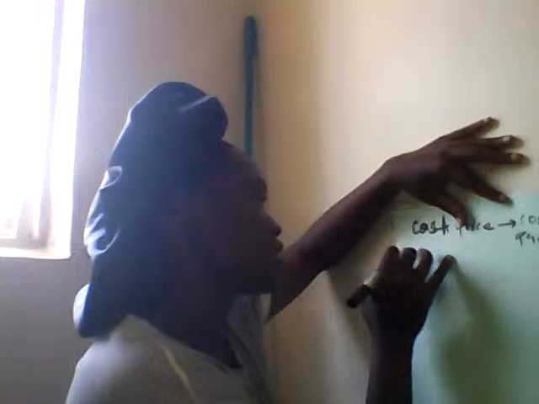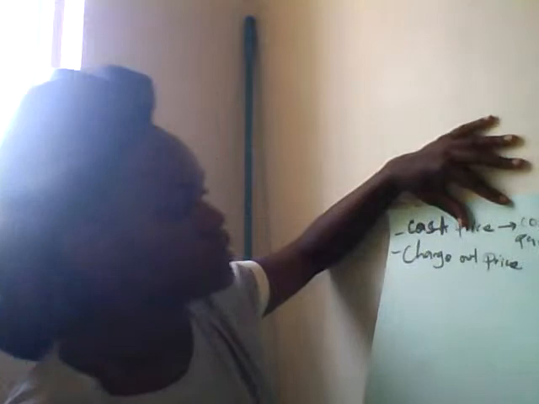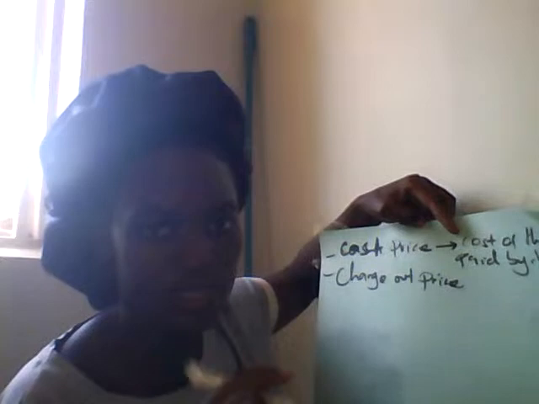Then we have the charge out price, and this is the price at which the containers are charged to the customers. When customers come to buy sodas, the sodas are in crates. You remember, when we were young, we used to go buy those glass sodas. If the soda is 1K, they used to retain your balance. They tell you, if you bring back the bottle, we shall give you your balance. That's what we call the charge out price.